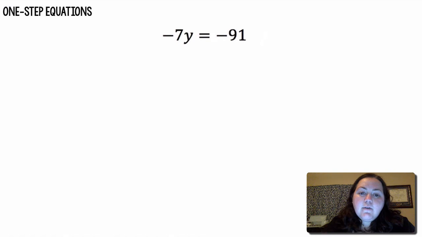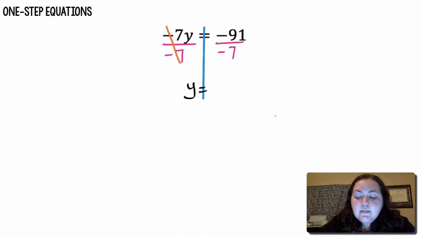All right, the next one I have negative 7y equals negative 91. I want to get y by itself. It's connected to a negative 7 by multiplication. So I'm going to get rid of it by dividing both sides by negative 7. Negative 7 divided by negative 7 becomes 1. So that's going to cancel out, and I'm just going to have y equals. Now, a negative divided by a negative is going to become a positive. And so 91 divided by 7 gives me 13. So y equals positive 13.